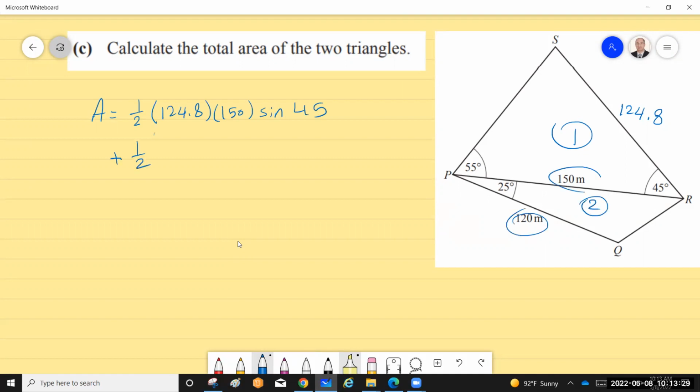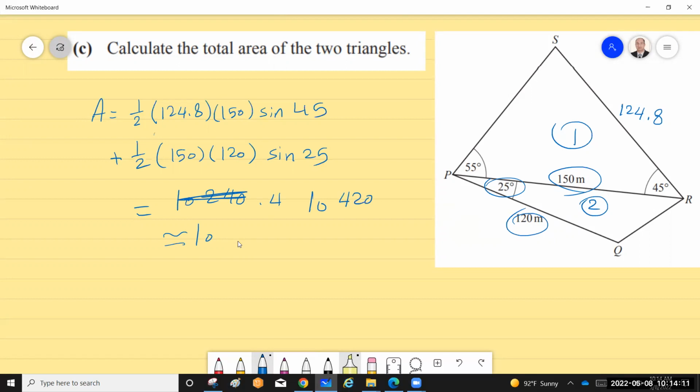You already have two sides and the included angle given from the beginning. So half into 150 into 120 sine of the included angle 25. Just add these two amounts, and you'll get the total surface area of this figure. It's about 10,240.4.